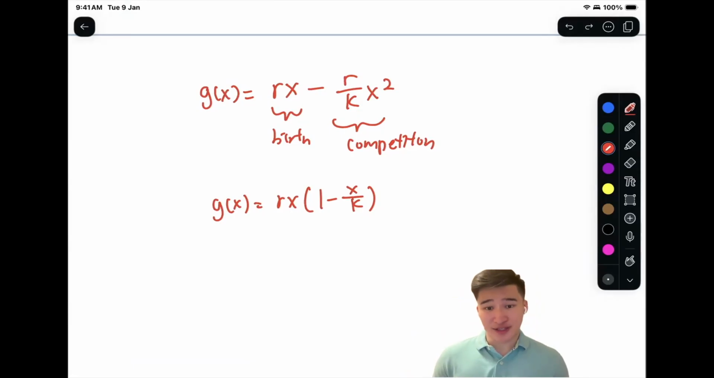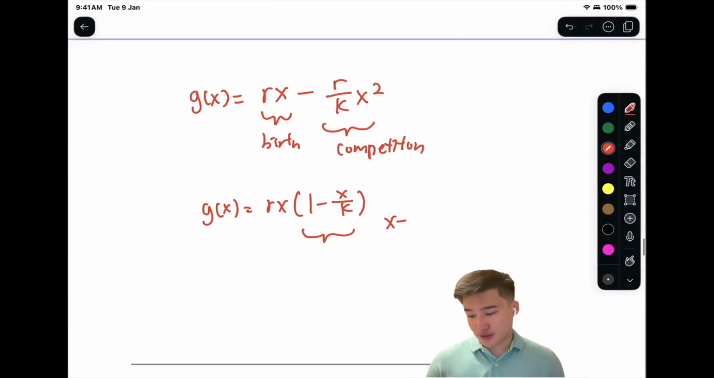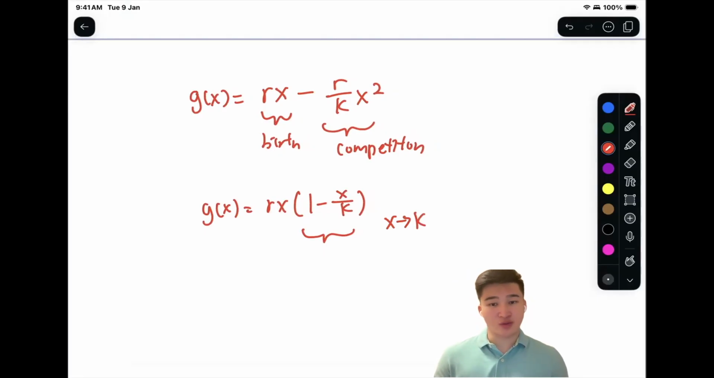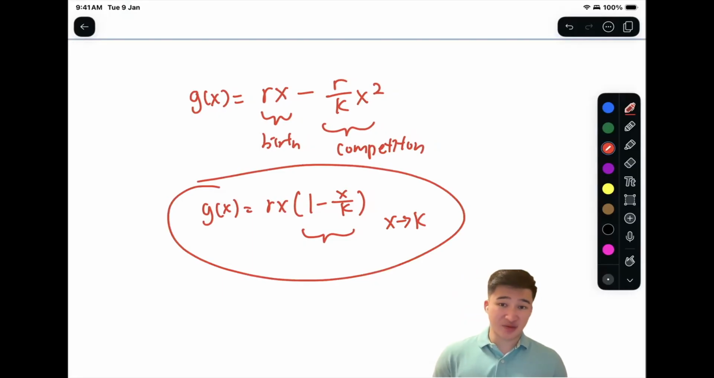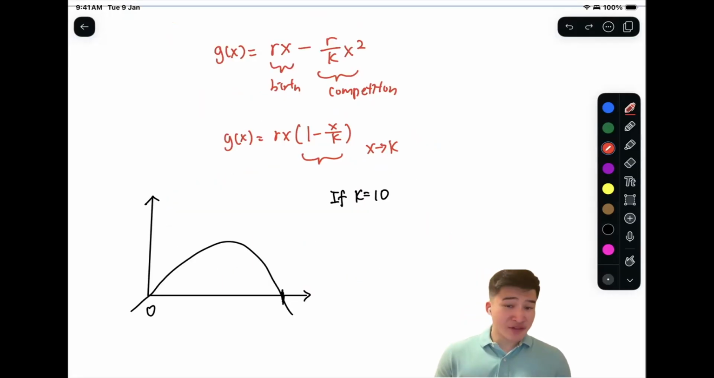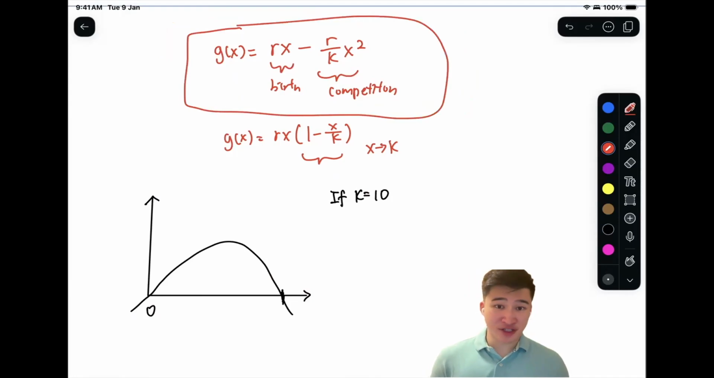Another way to interpret this one is 1 minus x over k: if x approaches k, our carrying capacity, it is going to be 1 minus 1, which is 0. The entire growth g(x) just becomes 0. There will be no growth. Even though we're not finished, we can see from our first step of the logistic growth that this entire equation is a quadratic equation. It has a negative x squared, which means it has an open downward curve.